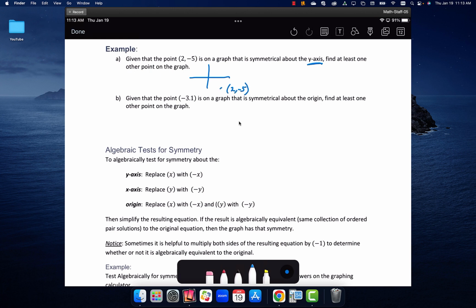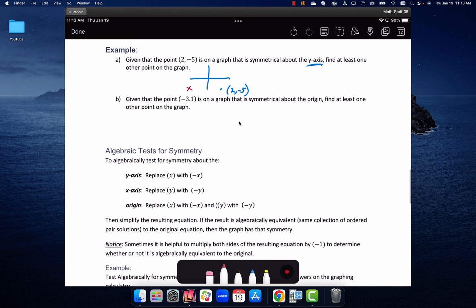You don't have to, but (2, -5) is somewhere down here. And we know it's symmetric about the y-axis. That means your other point must be somewhere over here if we're symmetric about the y-axis, and that coordinate would be (-2, -5). You're changing the x value.